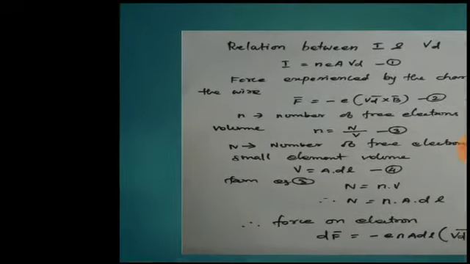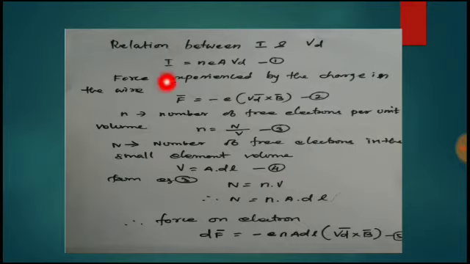That's why the force is F. So F is equal to minus E Vd into B. This equation is the same as the magnetic Lorentz force, right? That is Q V into B. Here minus E is the charge of the electron. And n is the number of free electrons per unit volume, therefore you can take N by V, equation number 3.